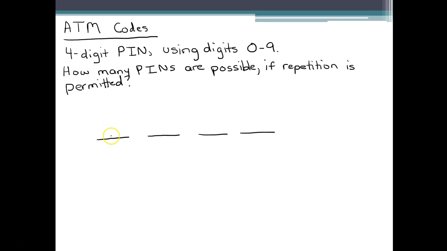So you look at, okay, in the first input, I have 10 options. That 10 isn't the number for my PIN, it's just how many options there are for that first digit, because I can use anything from 0 through 9. And since repetition is permitted, I can again use anything from 0 to 9 on that second part of the PIN, and on the third, and on the fourth. And by the counting principle, it says take all of those numbers and multiply them together. 10 times 10 is 100, times 10 is 1,000, times 10 is 10,000.